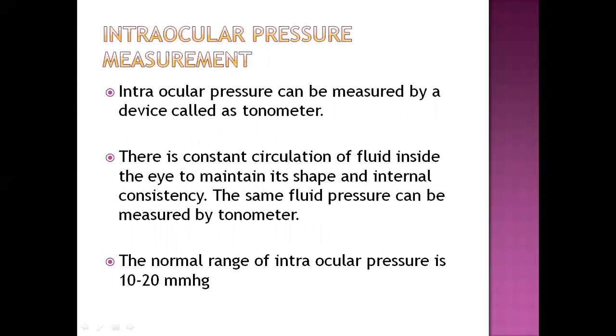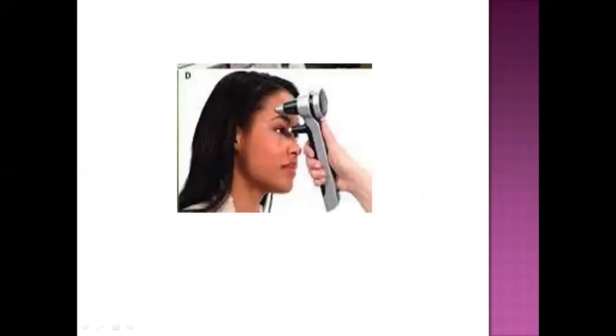Next is intraocular pressure measurement, measurement of pressure inside the eye. Measurement of pressure inside the eye can be done by using a device called tonometer. Talking about the fluid inside the eye, there is a constant circulation of fluid inside the eye to maintain its shape and internal consistency. Same fluid pressure can be measured by tonometer. Normal range of intraocular pressure is 10 to 20 mm of Hg. Tonometer looks somehow like this.